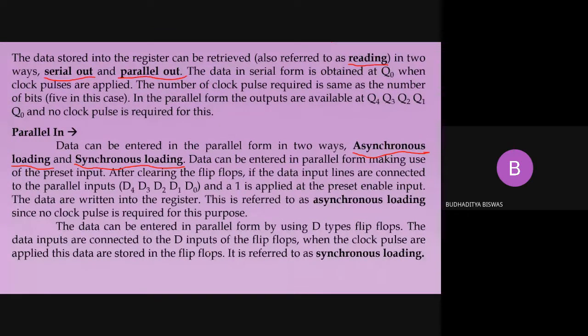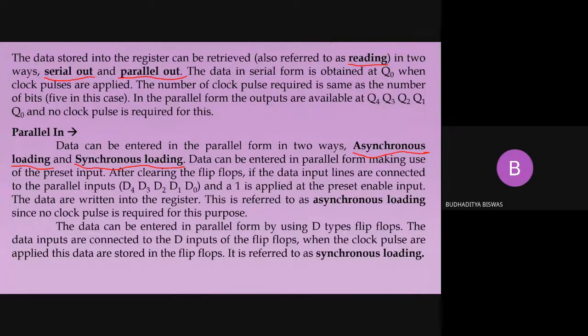What is called the loading? Sir, the data we want to input. The data we want to input? No, sir, the process of entering or storing the data, giving the data.